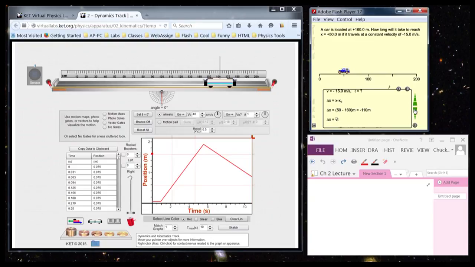What we were trying to find out was how long it would take, so we solve this equation for t, and we get delta x over v. Minus 110 over minus 15 gives us 7.3 seconds. Now, what would it mean if we got minus 7.3 seconds?